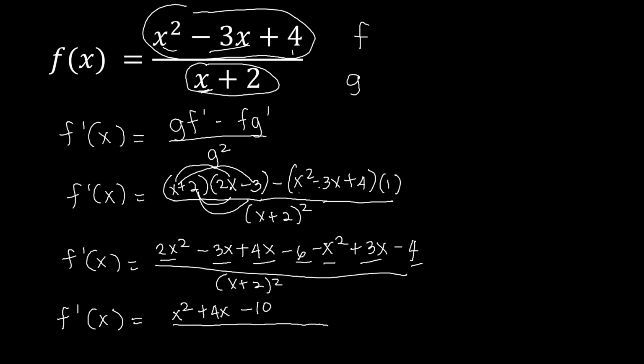Since we cannot cancel out x plus 2 at the bottom with x plus 2 at the top, we need to expand x plus 2 squared. That's a square of a binomial, so we square the first term, that's x squared. Multiply the two terms, x times 2, that's 2x, times 2, that will be 4x. And 2 squared, that's 4. So that will be our final answer for the quotient rule, or getting the derivative of a function using the quotient rule.